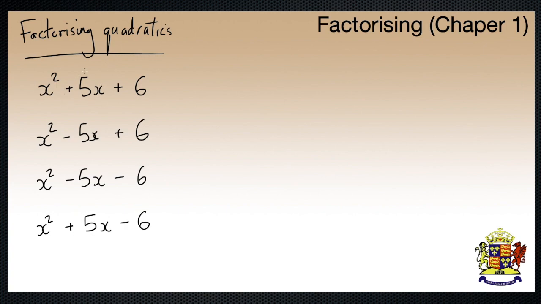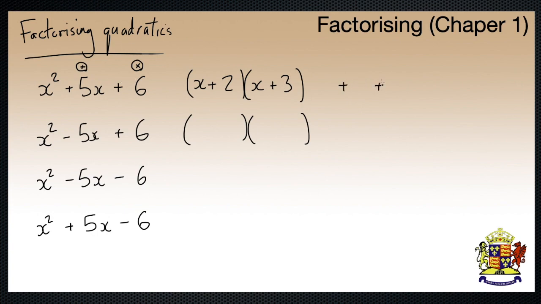So again, remember, we want two numbers which add to make 5 and times together to make 6. We're going to go through all of these, and I'm going to miss out a few steps of working, but hopefully you'll be good enough to do this. So two numbers which add together to make 5 and times to make 6 must be positive 2 and positive 3. So our factors are x plus 2, x plus 3. Notice how this is plus plus, and this gives me plus plus.